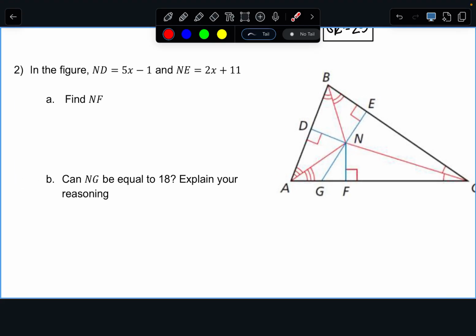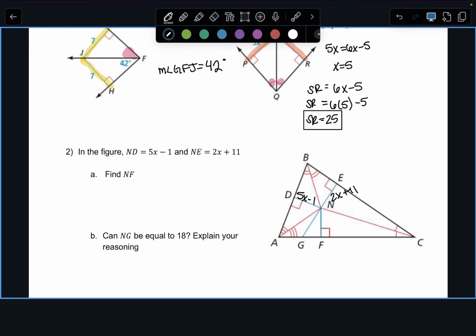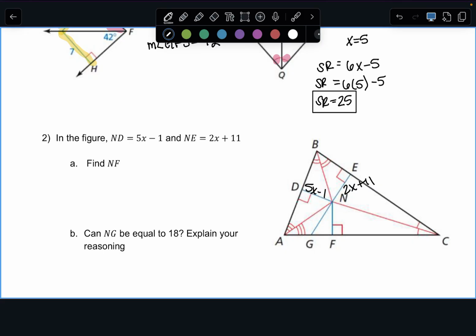We're going to set up what we have. It tells us that ND is 5x minus 1. It tells us that NE is 2x plus 11. I'm going to take this big picture and turn it into something that looks more doable, like the ones up top. So I'm just essentially going to cut off the bottom half of this triangle. I'm going to draw, here's B, here's D, E, here's N. This is the setup that we have.